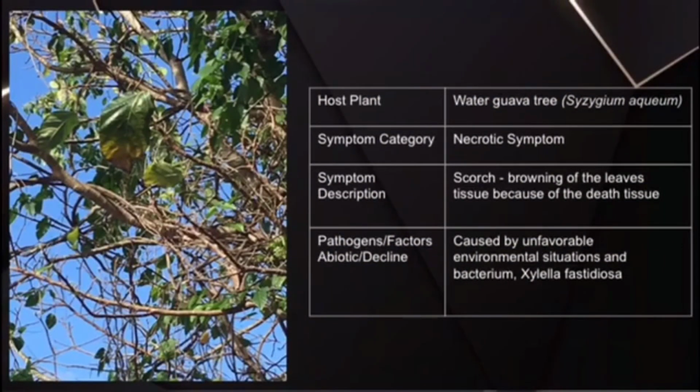I will be presenting my spot. The first disease found is a necrotic symptom in a water guava tree. The symptom is leaf scorch, due to dead leaf tissue. This happened due to unfavorable environmental situations and a bacterium, Xylella fastidiosa.